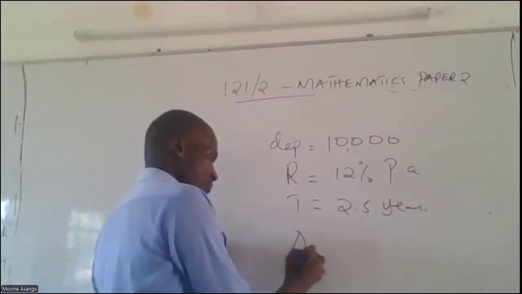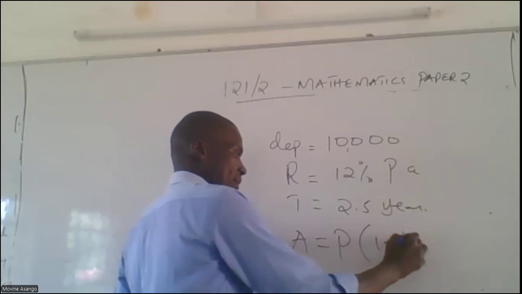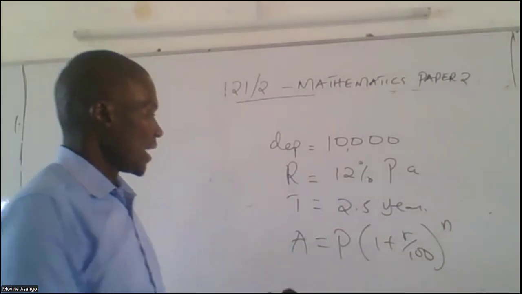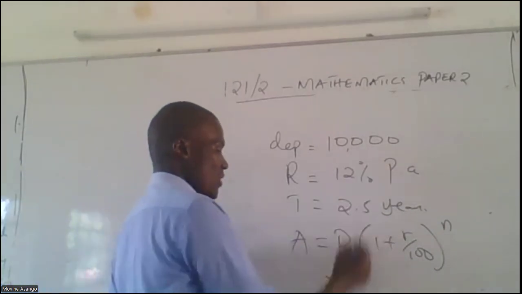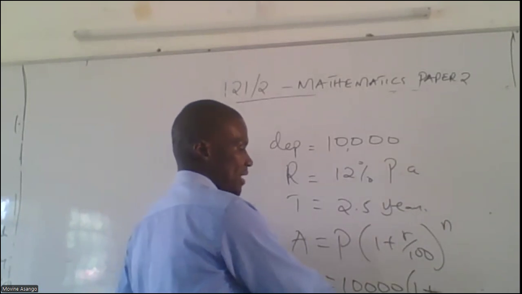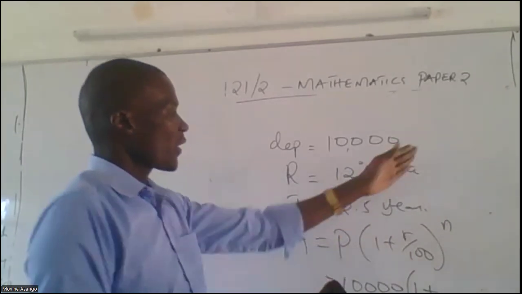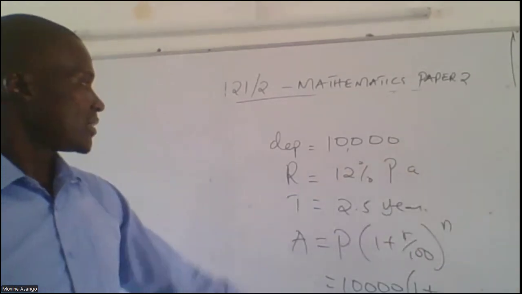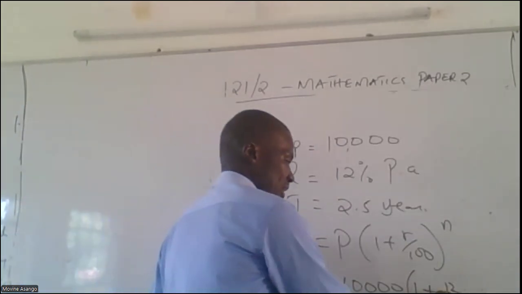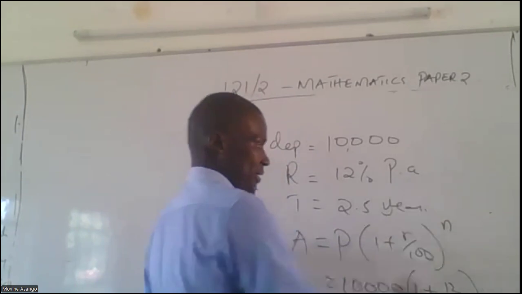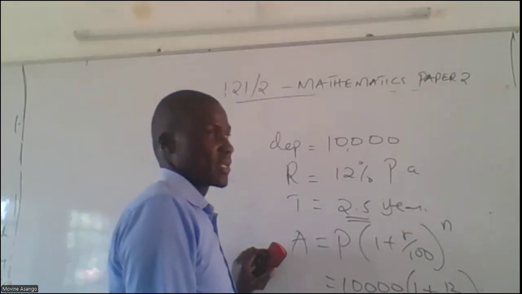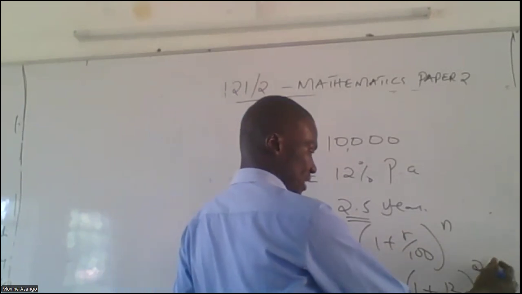Of course, the formula that we will be using is A = P(1 + R/100)^n. I want you to be very keen here a bit. Our principal here is going to be the amount, which is 10,000. This is 1 plus R. We are now doing the compounding yearly. If this money was compounded per annum, then I will have R, which is 12, over 100 raised to power the number of years. Because the number of years is 2.5, most of us will be writing 2.5 here.